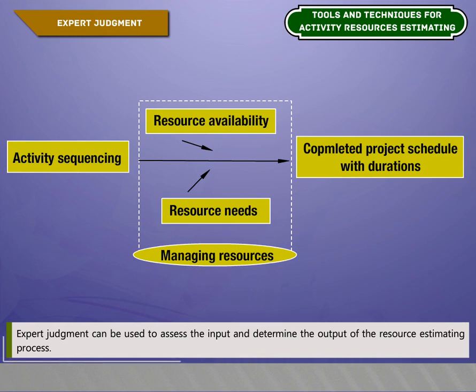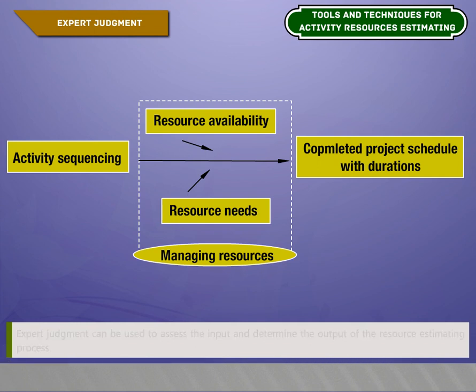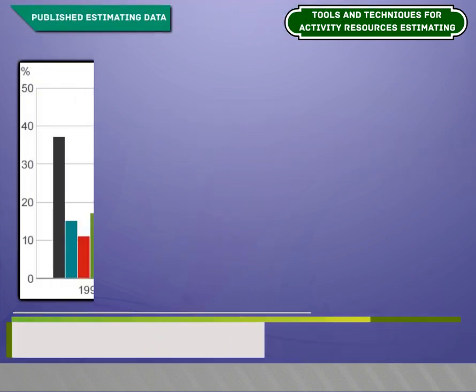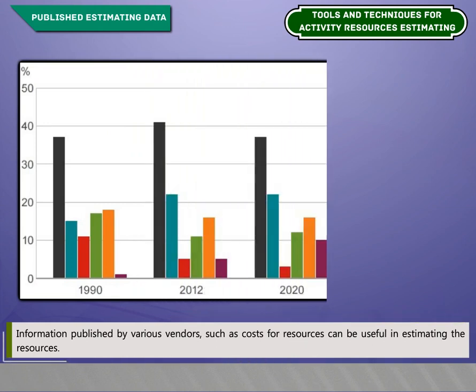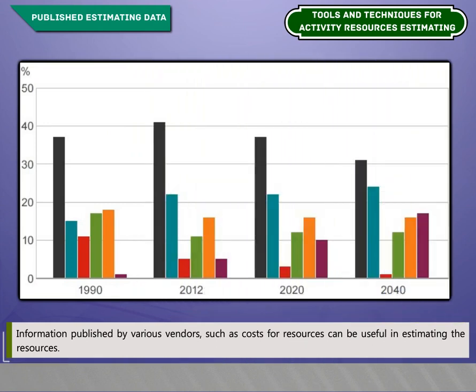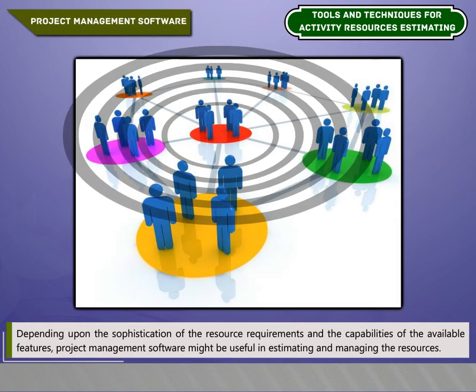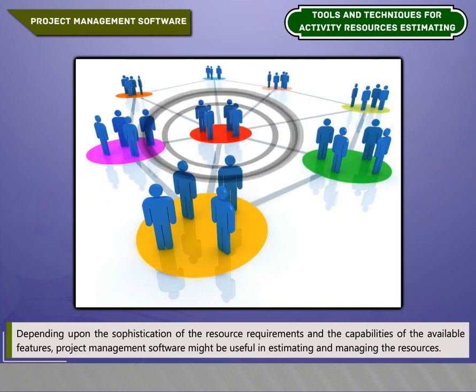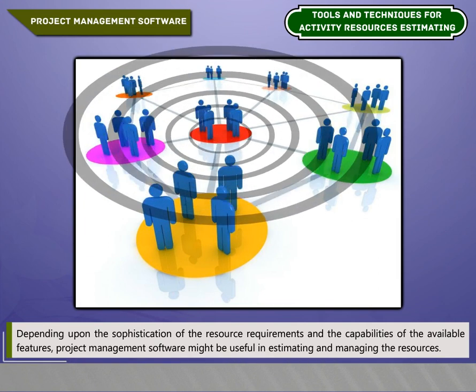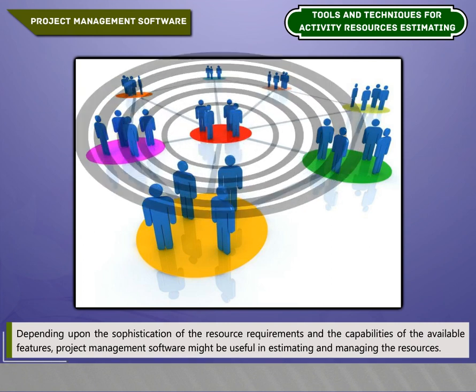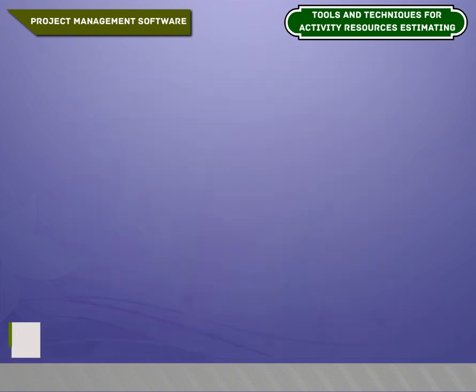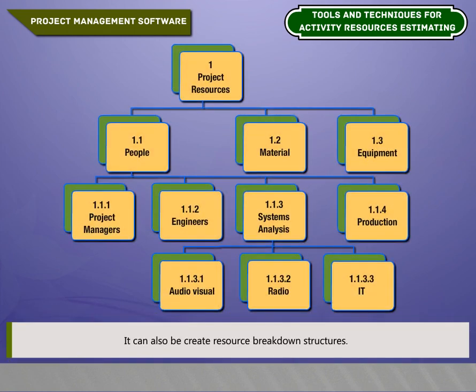Expert judgment. Expert judgment can be used to assess the input and determine the output of the resource estimating process. Published estimating data. Information published by various vendors such as costs for resources can be useful in estimating the resources. Project management software. Depending upon the sophistication of the resource requirements and the capabilities of the available features, project management software might be useful in estimating and managing the resources. It can also create resource breakdown structures.